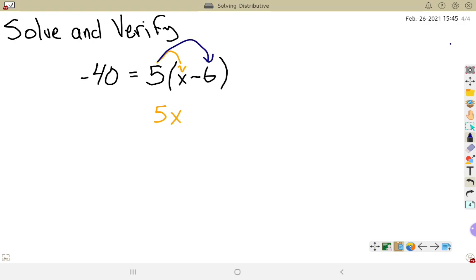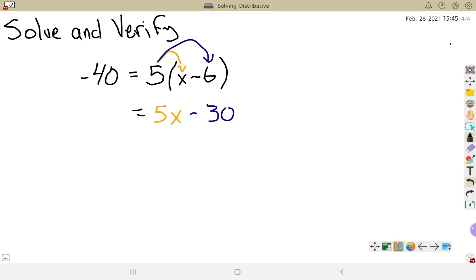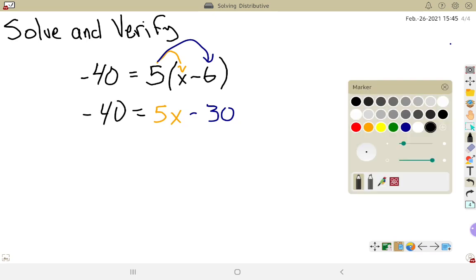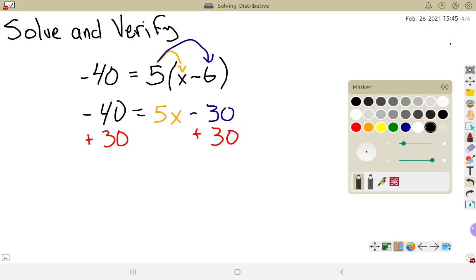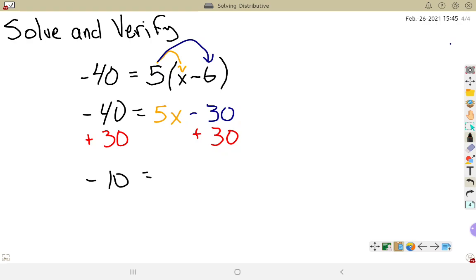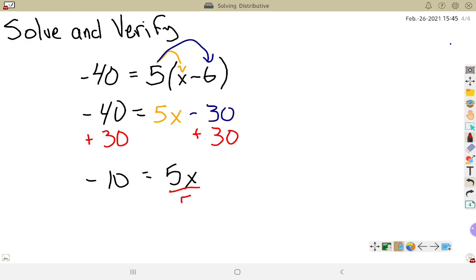How could we ever possibly solve it because it looks different and scary? Well, I'm going to use the same properties. Distributive property, multiply that 5 into the brackets. 5 times x is 5x. 5 times negative 6 is negative 30. I've got to get rid of that constant, that negative 30, so I add 30 onto both sides. Now I've got negative 10 is equal to 5x. And then I've got to divide both sides by 5. And there we go. I got negative 2 is equal to x.